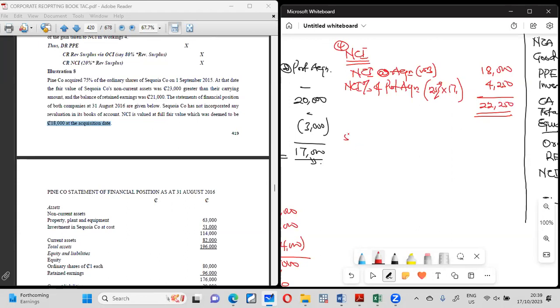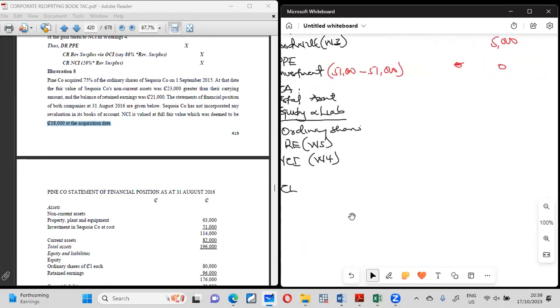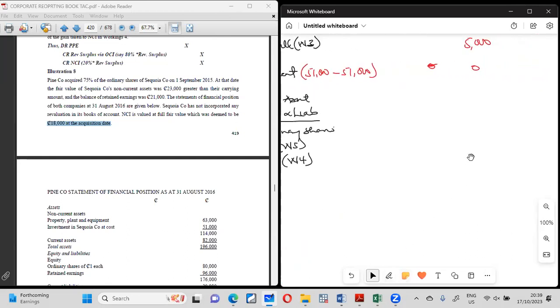All right, then let's do the last working. So you see, you have your NCI carried down. The NCI portion that you created inside the balance sheet, you can fill the space fast. So we have 22,250. You can fill it. Was it 22 or 24? 22,250. All right, that's fine.